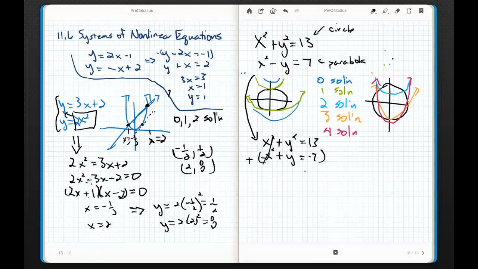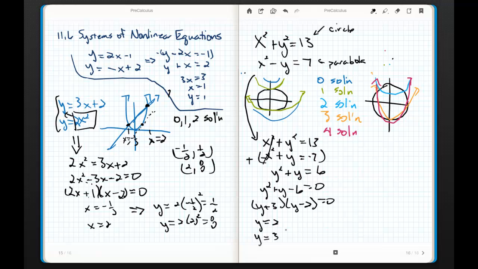That means these x squareds are going away, and I end up with y squared plus y equals 6. So I end up with y squared plus y minus 6 equals 0, and I get y plus 3, I think that's right, and y minus 2 equals 0. So y equals 2 and negative 3.